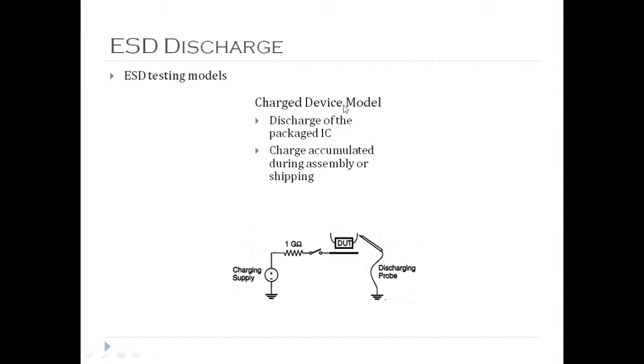So in this case, what is done is, electrically the device is charged and then it is discharged to the ground. So here you can see there is one switch. By using this, the device is charged because it has a package that may gain some charge, and then we'll discharge it to the ground through this discharge probe. And we will check whether this device is able to sustain this charge or not. So this is how it can be tested for the charge device model.